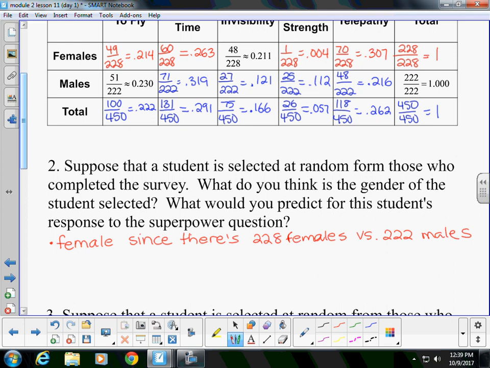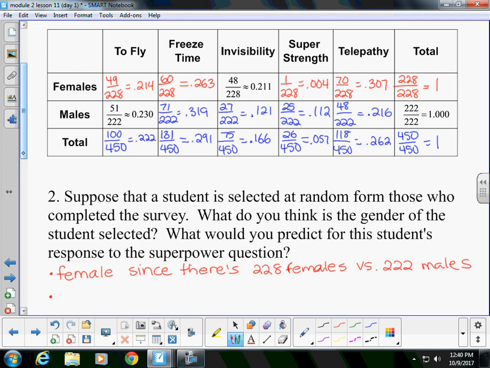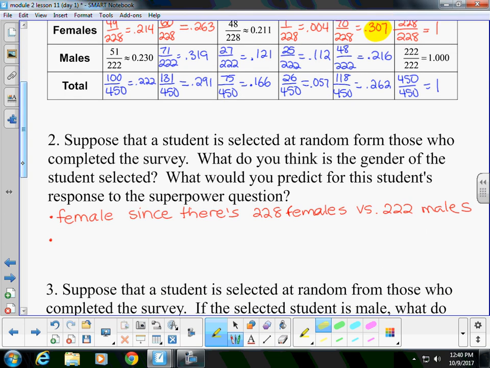What would you predict their response? So if it's a female, in order to predict their response, I'm going to see which response the females tend to prefer, and it looks like their number one response, the highest response, is telepathy. So if they picked a female, I'm going to guess that their response is probably telepathy just because that was the higher number.